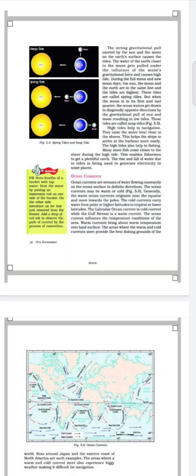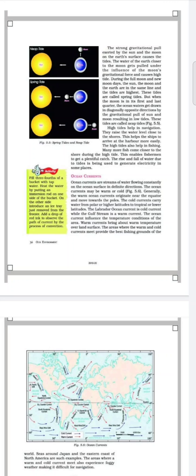Surface currents are usually caused by winds, and as the wind changes, the currents may change as well. Currents are also influenced by the rotation of the earth, which is called the Coriolis effect. This causes currents to flow clockwise in the northern hemisphere and anti-clockwise in the southern hemisphere. I hope it is clear, everyone.